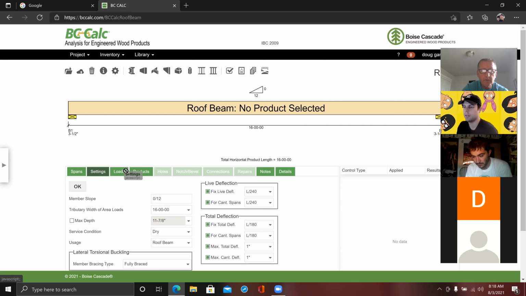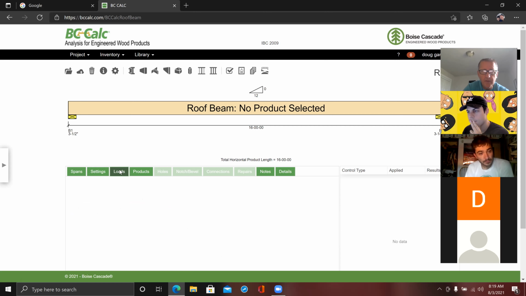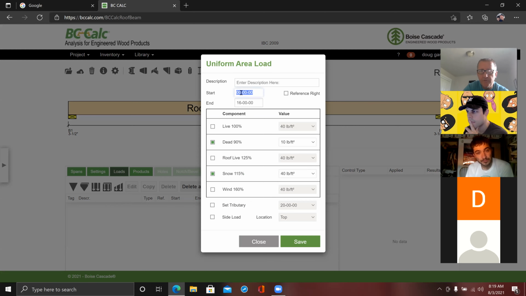So let's see. Tributary. So tributary is how much of the roof is attributed to the beam. And notice that number for us was 20. That was 20 feet that was attributed to the beam. And then when I go into load, I could put the area load on it that we just described. So that load goes from 0 to 16 feet. It goes all the way across.